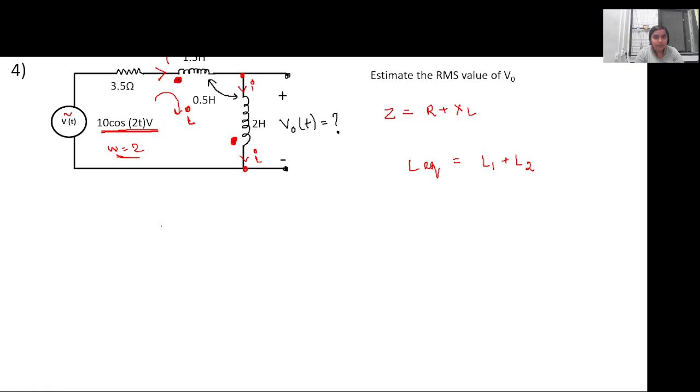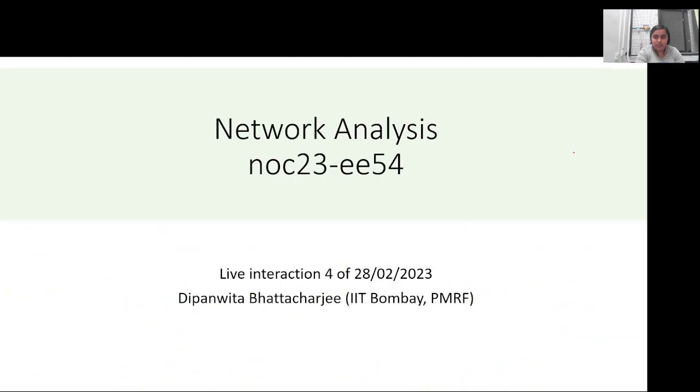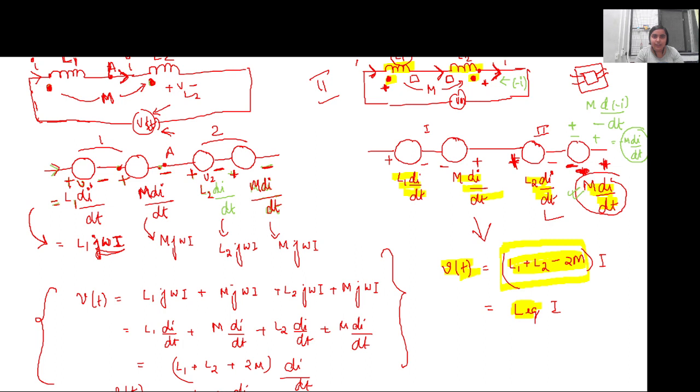Will it be? No, it will be minus 2M. Right, it will be minus 2M, because you see, for the second case we are doing, we had already found it. L equivalent is equal to L1 plus L2 minus 2M. When the dot convention are in the same direction, as shown in the first case, in that case, L equivalent is L1 plus L2 plus 2M.